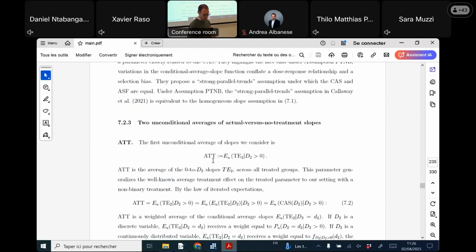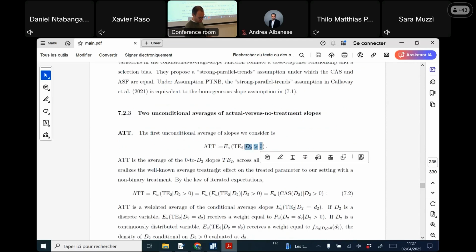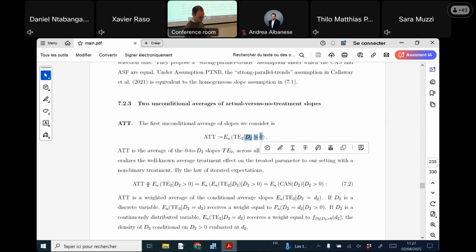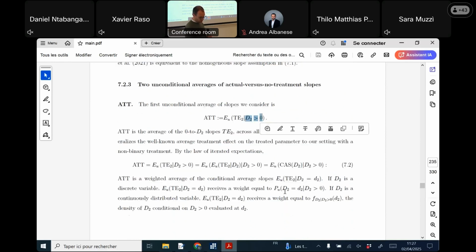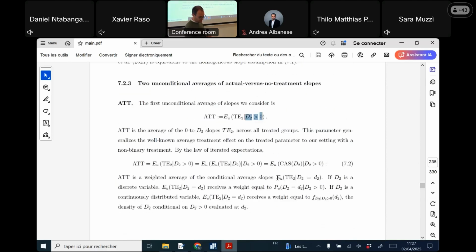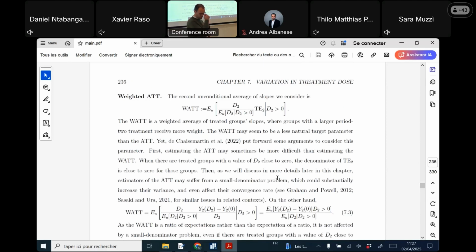The second one is our standard ATT effect. We just take the slopes of all the treated units, and then we take a simple average of them. And then by the law of iterated expectations, the ATT is an average of the conditional average slope function. So there is a connection between the two. But we are also going to consider a second average of those slopes, which is going to be a weighted average. That leads us to the WATT parameter.